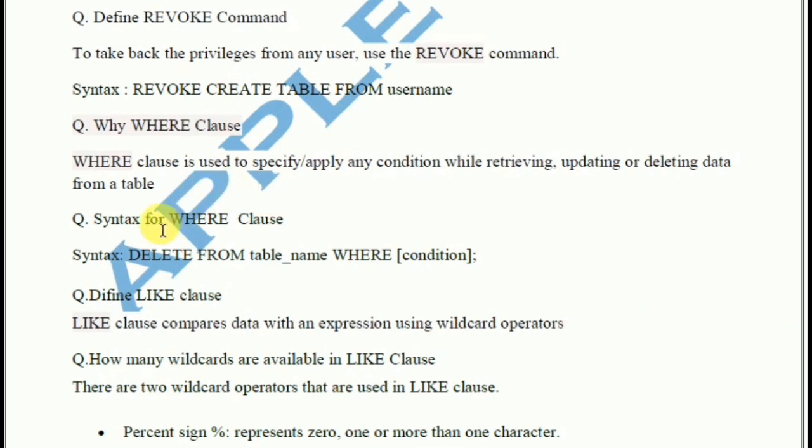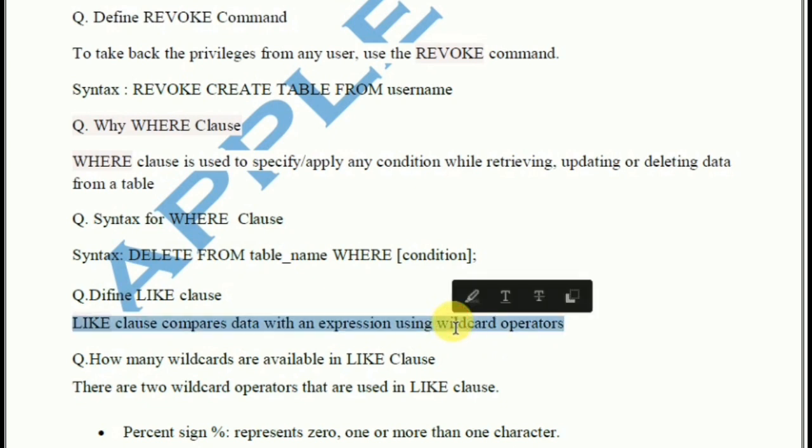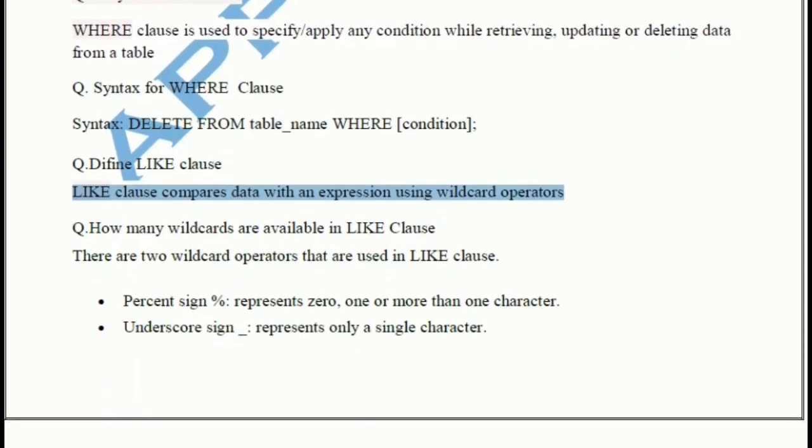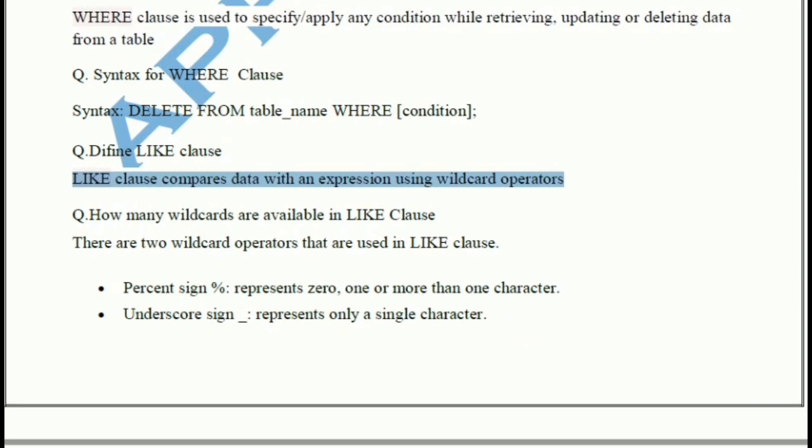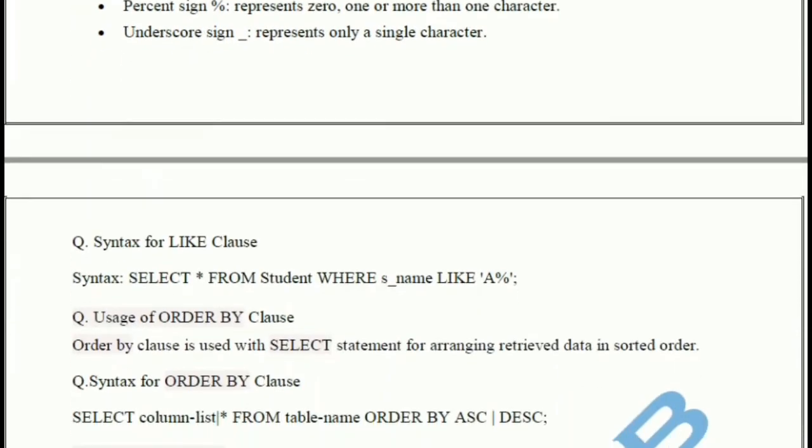Different types of clauses we also have. The where clause: suppose in a table we want to search for a particular value, at that time we can use the where command. This is the syntax. The like clause compares the data with an expression using wildcards. Very, very important, this word wildcard. There are two wildcards, the percent sign and the underscore sign. The percent sign represents 0, 1 or more characters. Underscore represents only a single character.